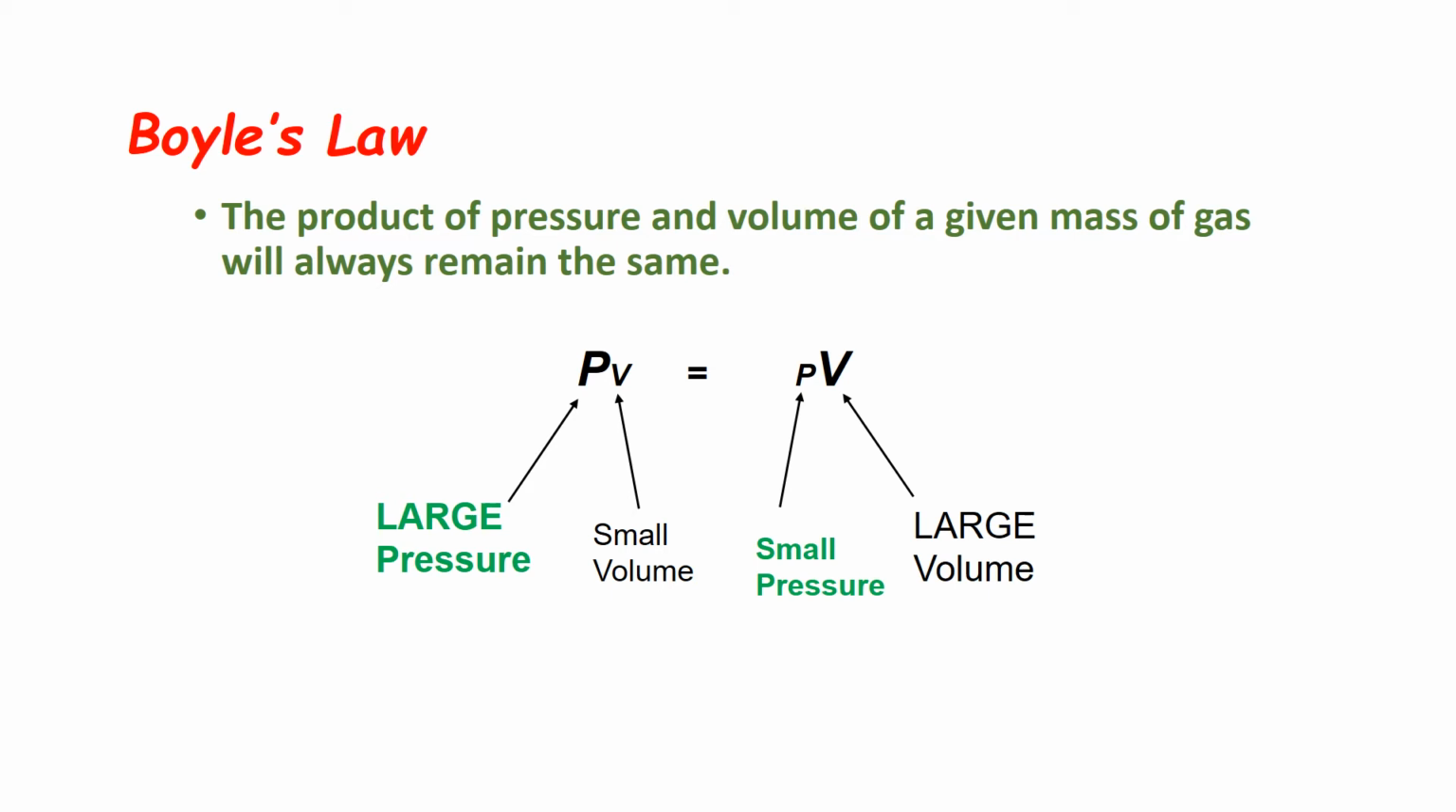So the product of pressure and volume of a given mass of gas will always remain the same, as indicated by this cartoon. Large pressure multiplied by small volume will be equal to small pressure multiplied by large volume.